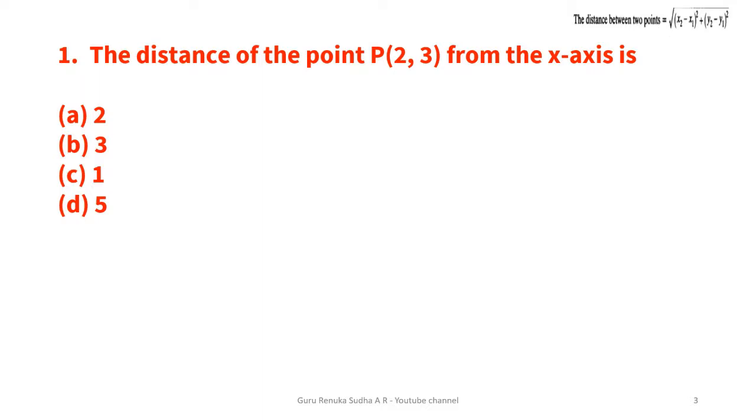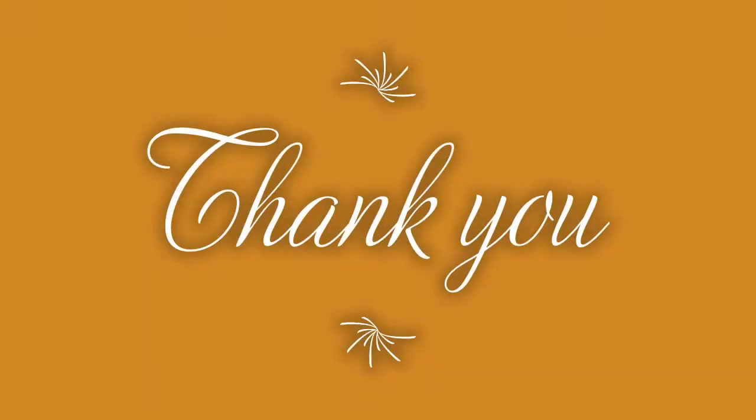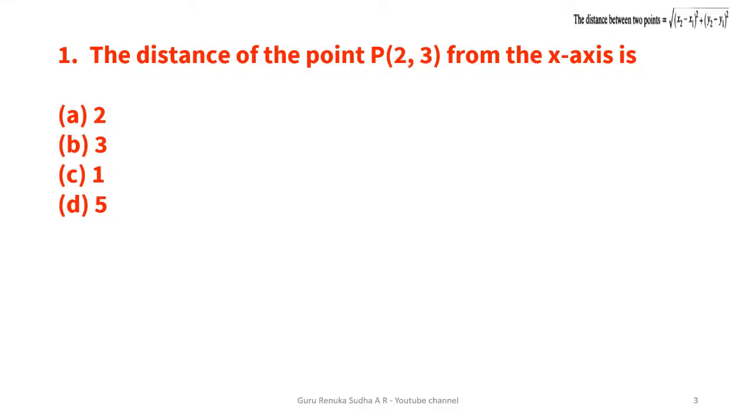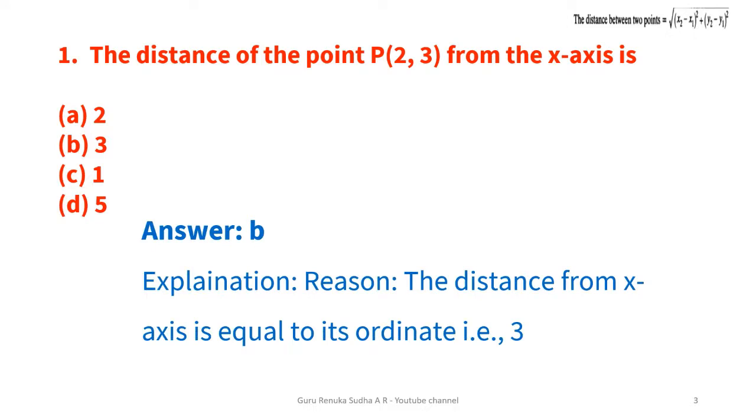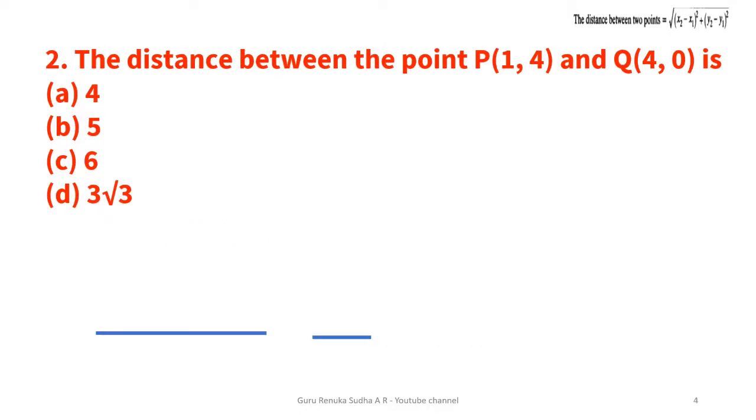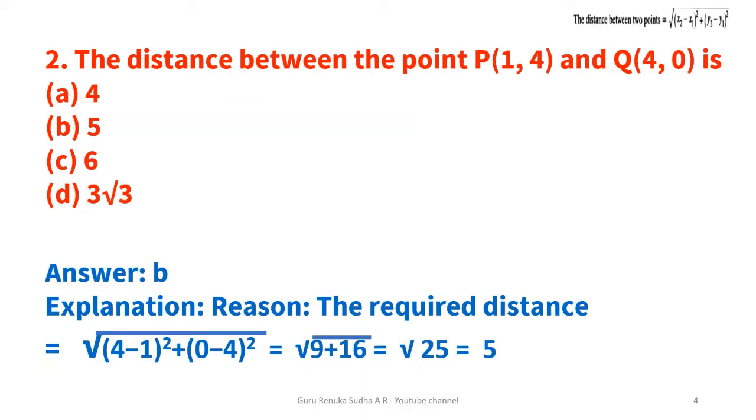Welcome once again. Let us discuss the first question. In this first question, they are asking you to find the distance between 2 points. One point is P with the coordinates 2, 3, and another point is on the x-axis. That means on the x-axis y is 0, and x is x only. So using the distance formula, that is root of x2 minus x1 whole square plus y2 minus y1 whole square, you can calculate by substituting the values.